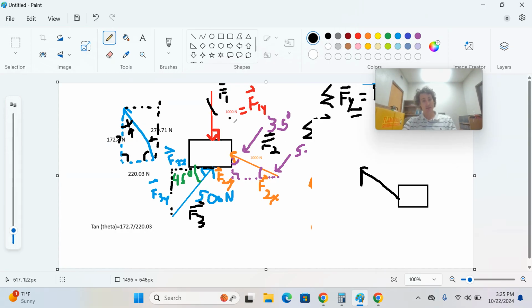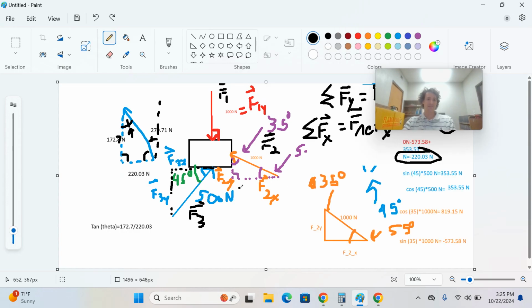These vectors are combining to say this box, assuming there's nothing else acting on it, would go with a force of, what did we say? What did we have for our Pythagorean theorem? I think we said 279, whatever it was. I think it's right here. That would be our value. Oh boy, do I have to erase all that? I blocked it. 279.71, right? So I guess I'll draw it again.